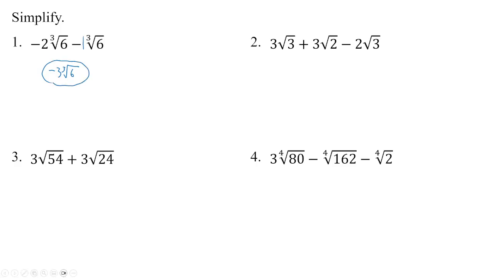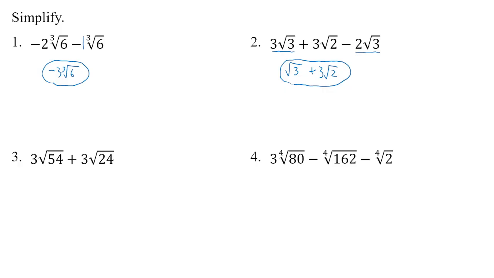Just combine like terms. Next, we have 3 times the square root of 3 plus 3 times the square root of 2 minus 2 times the square root of 3. Well, these are like terms. So 3 times the square root of 3 minus 2 times the square root of 3 is just the square root of 3. And we bring down 3 times the square root of 2. So your final solution is the square root of 3 plus 3 times the square root of 2.